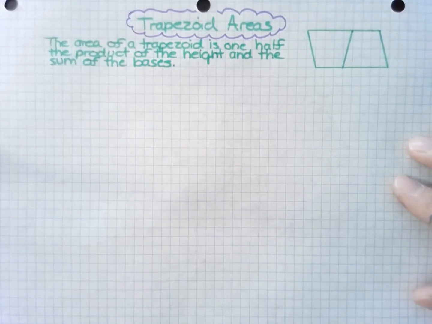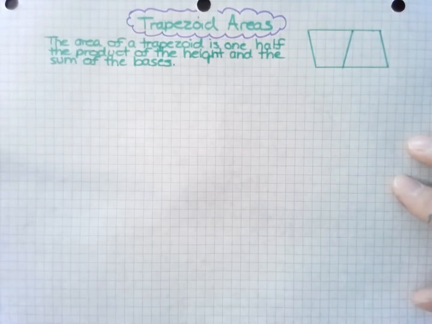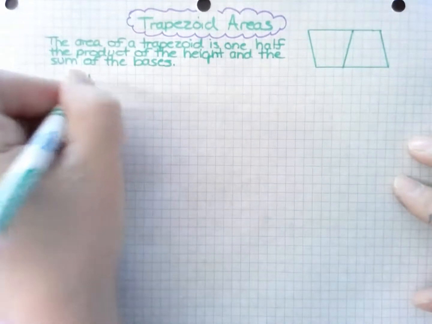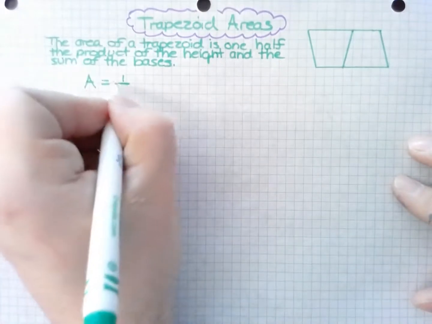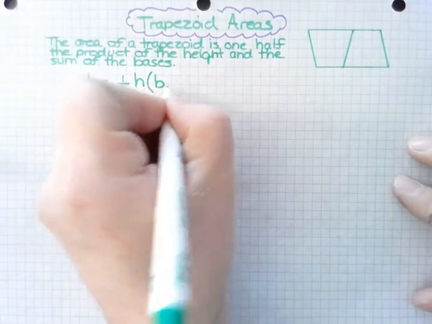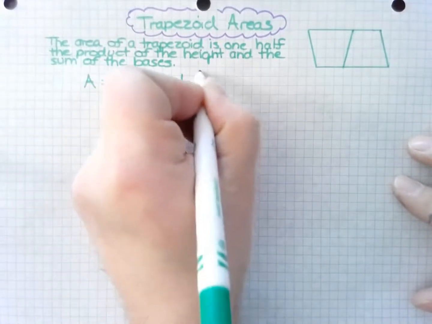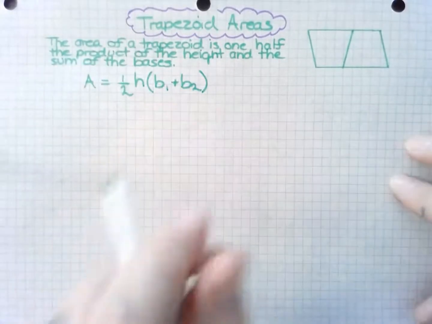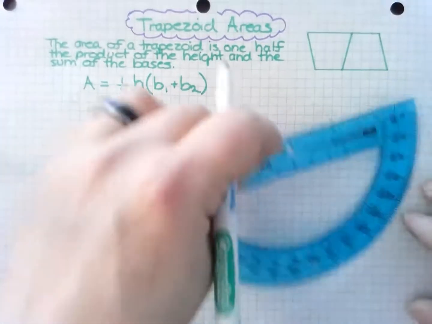What does this look like in terms of our formula? Well, we have area is equal to 1/2 our height times the sum of both bases. And what does that look like in terms of a diagram?